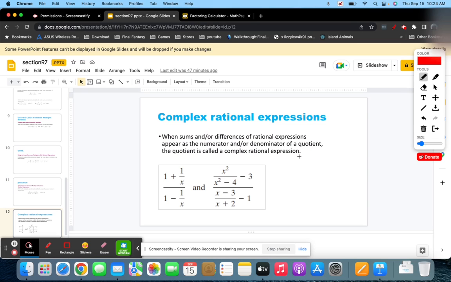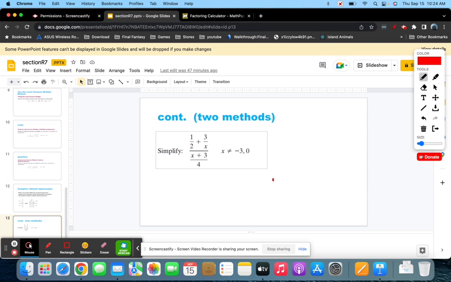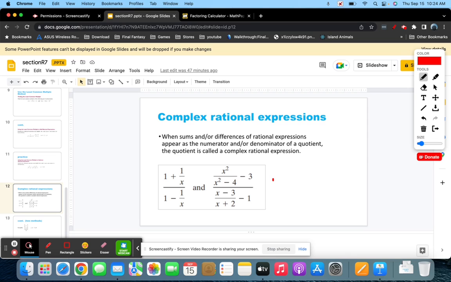Keep doing that. Complex rational expressions. When sums or differences of rational expressions appear in the numerator and denominator of a quotient, it is called a complex one. All right, well, okay. So it's complex when you have fractions in the numerators and denominators. That's a lot harder to look at than the stuff over here. So let's see. 1/2 plus 3x over x plus 3 over 4. Sorry, I'm flipping back and forth just trying to see what they want me to do.